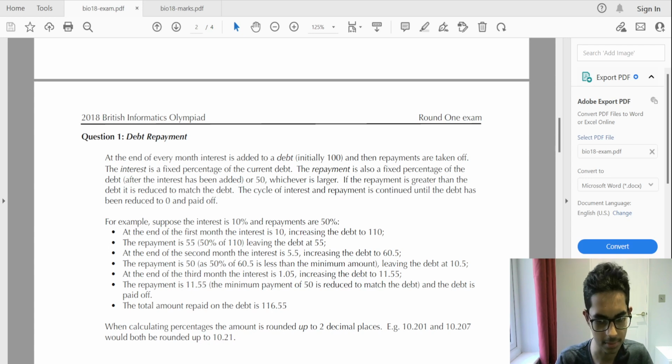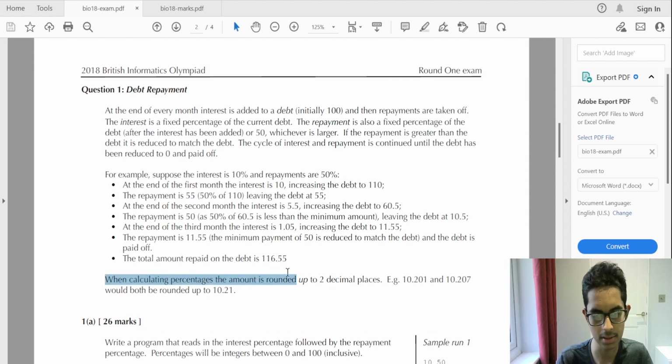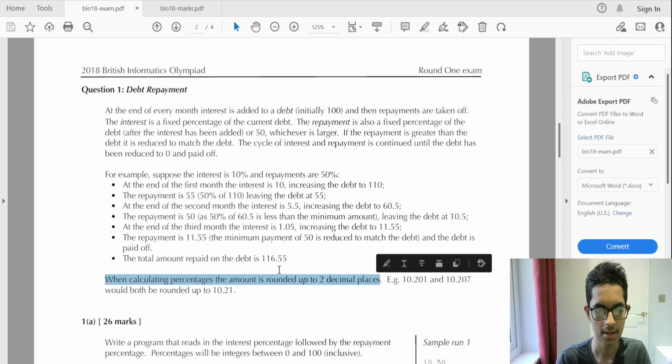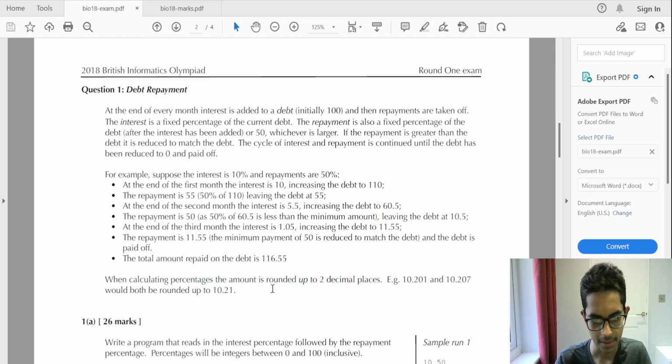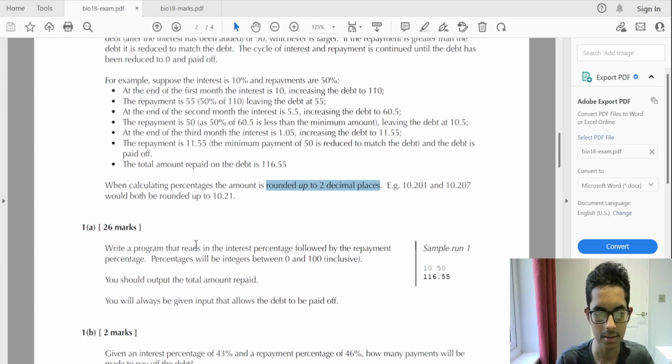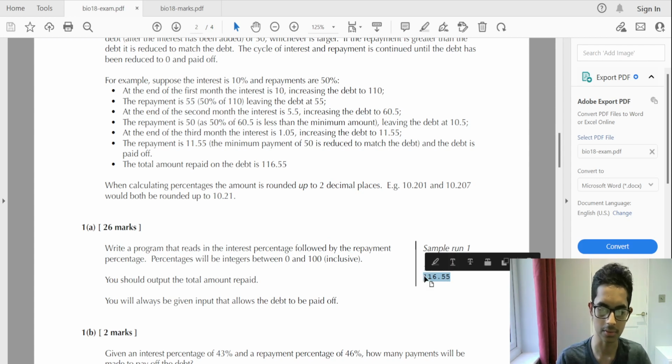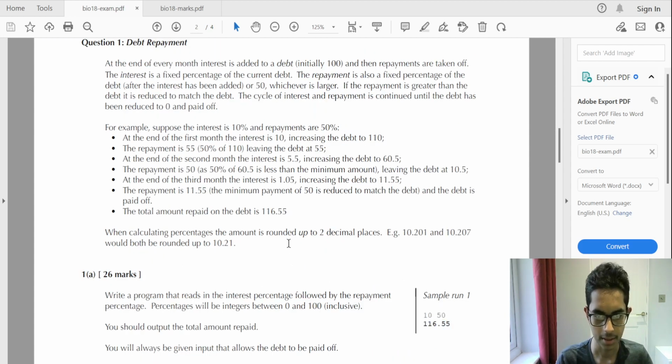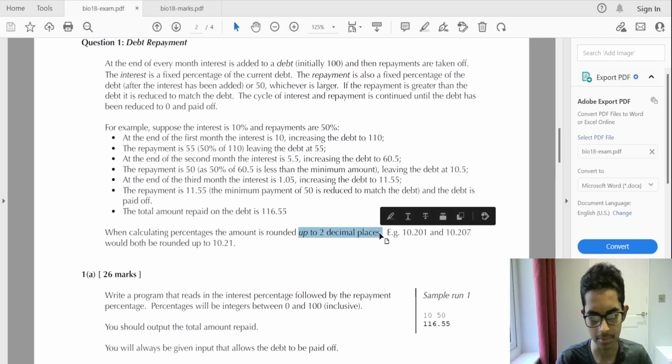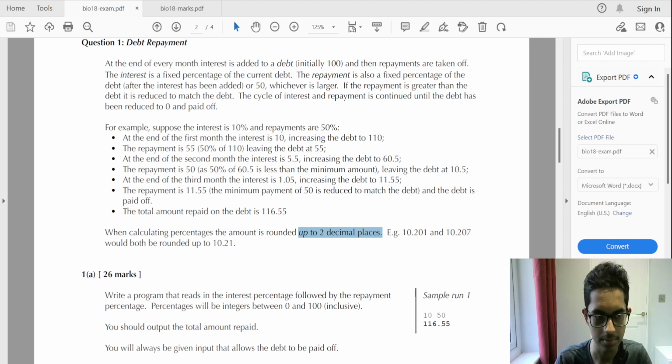And there's one key part inside the question. Pretty much, the question says that when calculating percentages, the amount is rounded up to 2 decimal places. This is how it is in real life as well. And this basically adds some complications inside the code, and we'll be looking at how we deal with those when I show you the program. And now the input, we basically just accept two numbers, which are the interest rate and the return rate, and we have to output the final amount of money which is paid. Okay, and there's one key bit inside the question, and we'll see how.